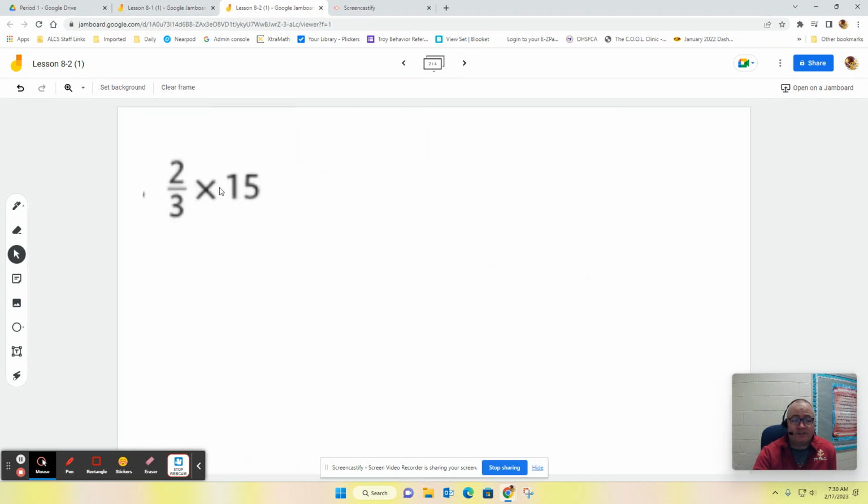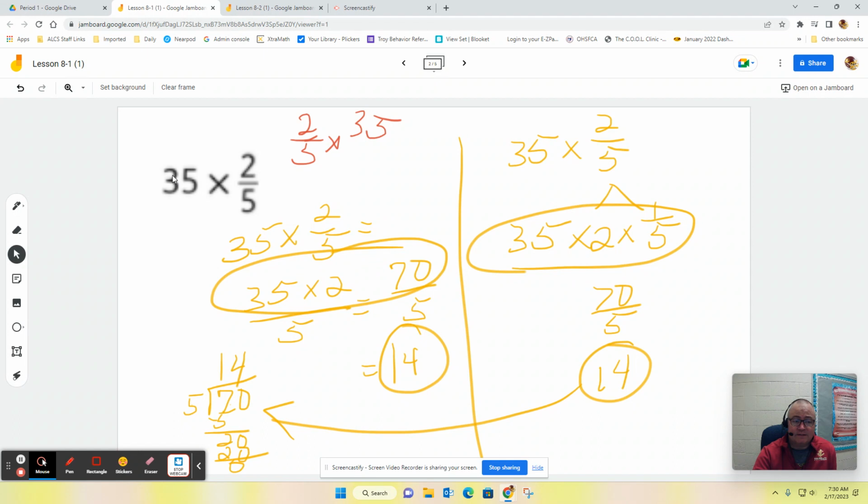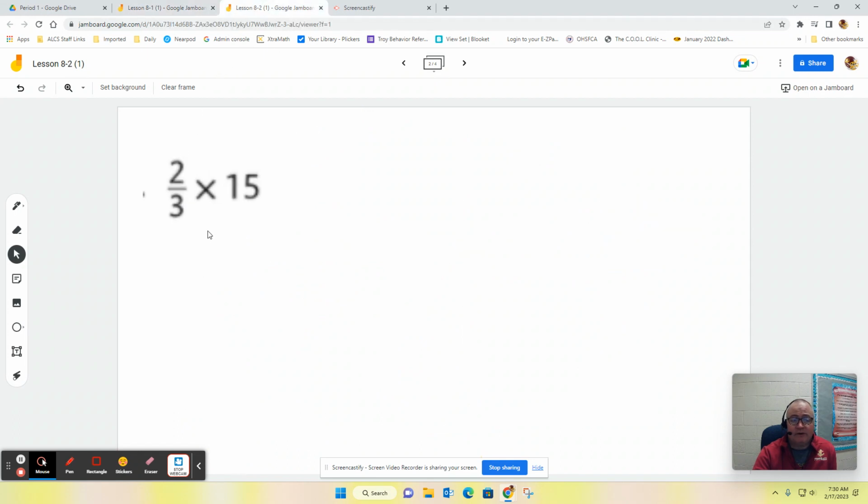Now we have a fraction and we're multiplying it by a whole number. So now it's flip-flopped. In previous lessons, it was the whole number first. Now the whole number is going to be second. Either way, it doesn't matter. We're still solving this as 2 times 15 and then dividing it by 3. So 2 times 15 would be 30. 30 divided by 3 would be 10. I would say the answer here is 10.